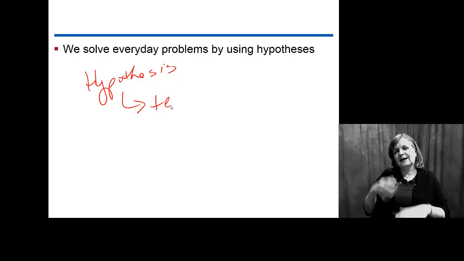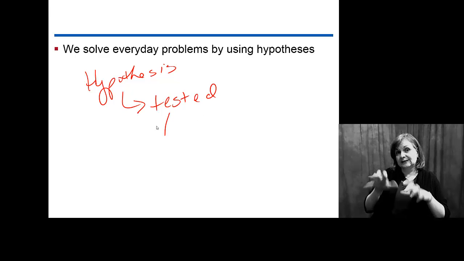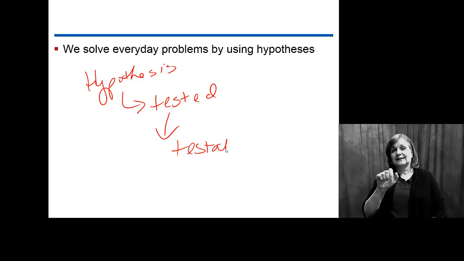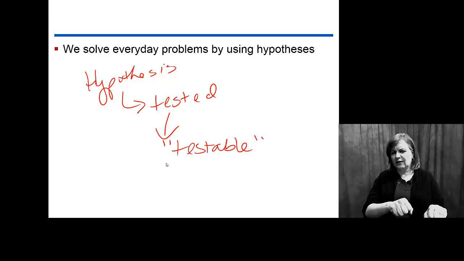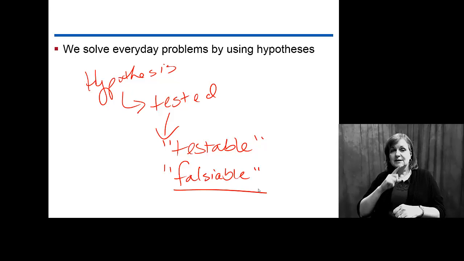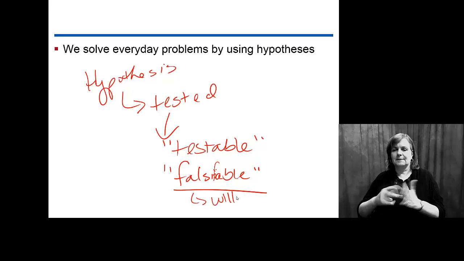I tested the hypothesis. And when I tested it, if I can test it, it is what we call testable. And in a good scientific study, it also has to be falsifiable. Okay? Why does it have to be falsifiable? Well, this essentially means that I'm willing to be wrong.